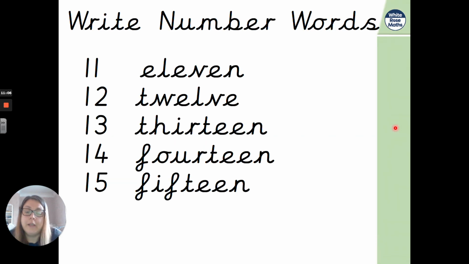Fantastic, well done. And now we're just going to have a go at writing number words. So here we have 11, and then the word eleven, 12, the word twelve, 13, the word thirteen, 14, fourteen, 15, fifteen. And all I want you to do is copy from the screen. So you just need to pause the video and copy.